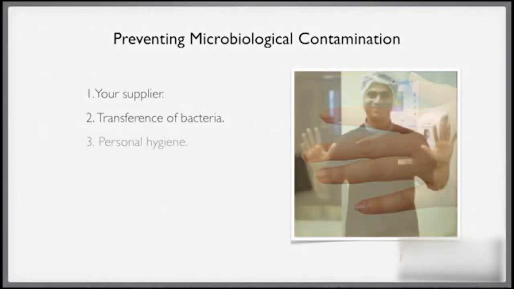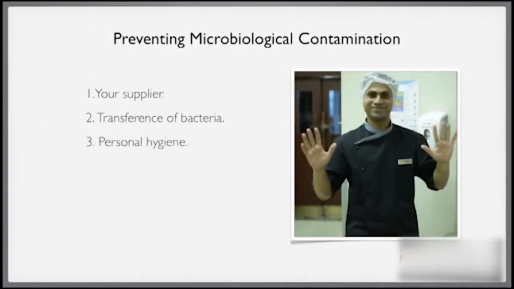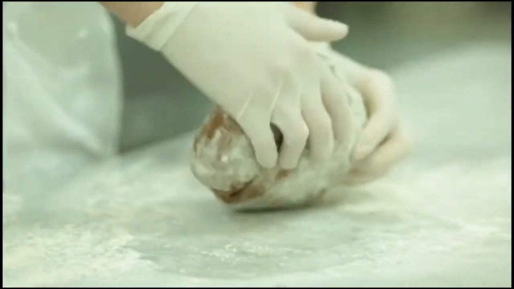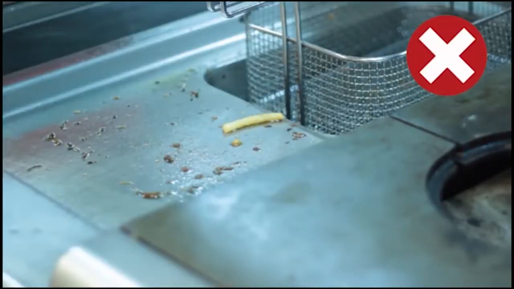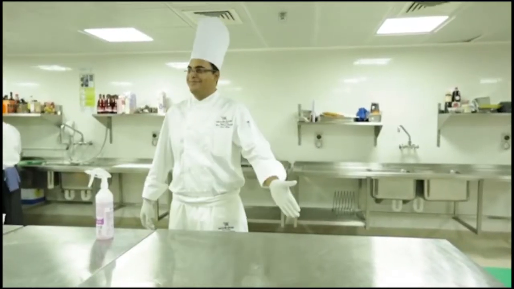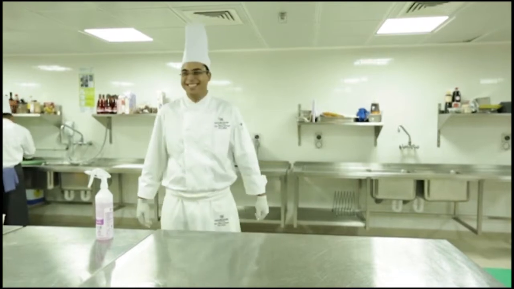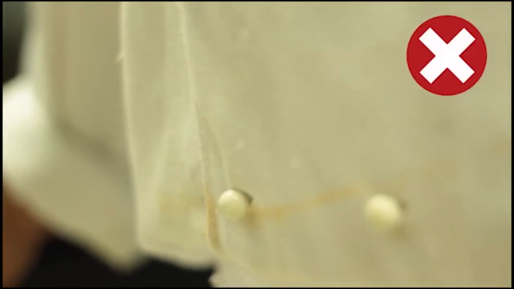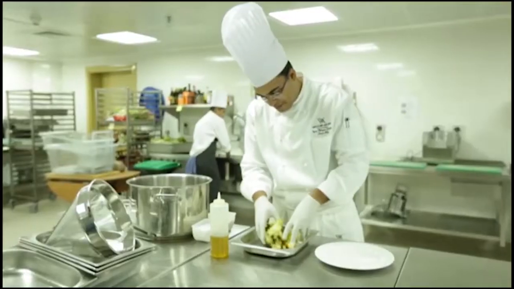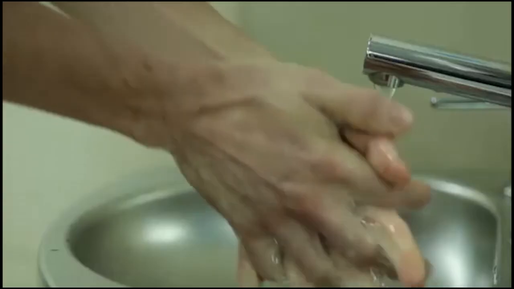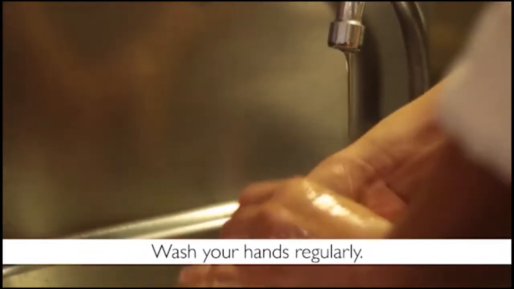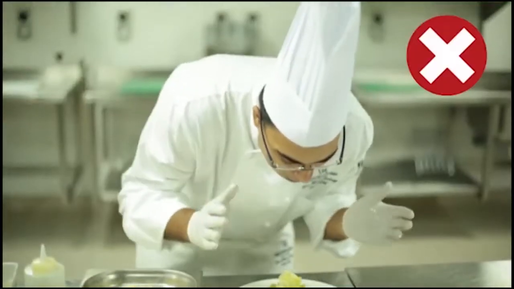Now let's look at your hygiene. Any surface or area with which food comes into contact needs to be clean and hygienic. This starts with you. You need to ensure that your person and your uniform are clean and hygienic at all times. When working with or around food, you need to wash your hands regularly, particularly after every task that you complete, and especially after coughing or sneezing.